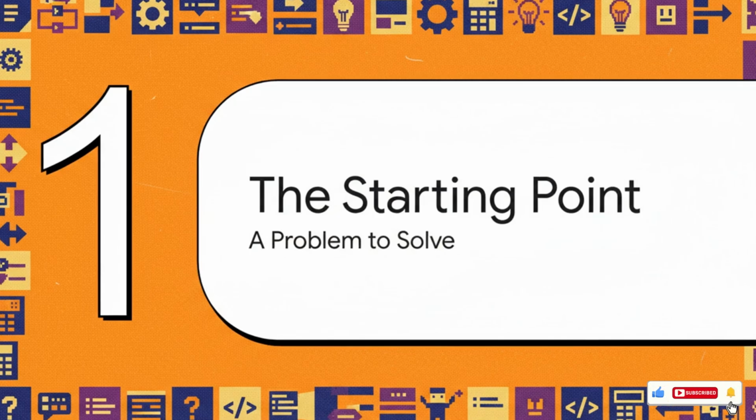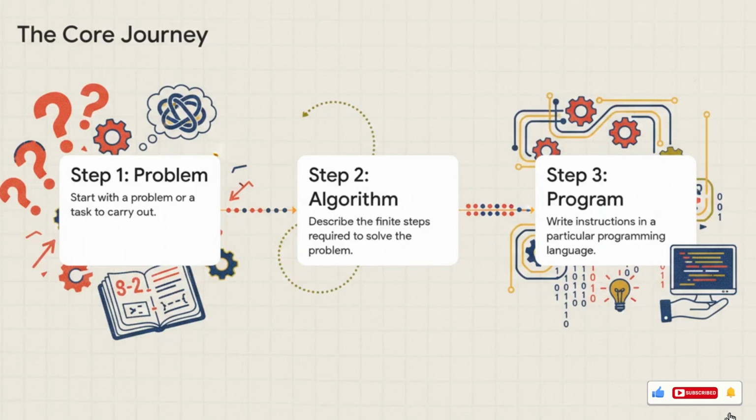Well, believe it or not, every single program, every app on your phone, it all starts with one simple thing, a problem that needs solving. It's the whole reason for writing code in the first place. This whole journey from an idea to a working program really boils down to three core steps. First, you've got the problem. Second, you have to design a plan. We call this an algorithm. And finally, you write the actual program. We're going to take a look at each of these one by one.